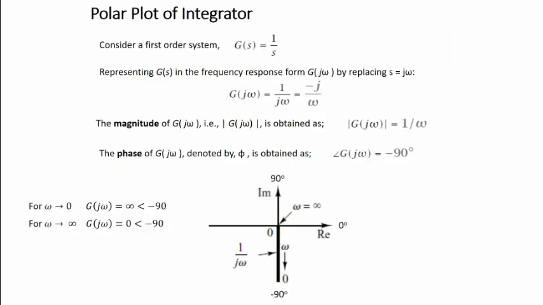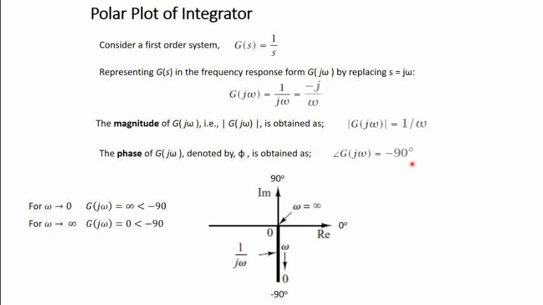Let us draw the polar plot of an integrator, that is G(s) equal to 1 upon s. First step is to find out the sinusoidal transfer function. So we'll write G(jω) is 1 upon jω, that is minus j by ω. The magnitude of this G(jω) is 1 upon ω, and the angle of G(jω) is minus tan inverse of infinity, because it is a denominator term, it will contribute a negative angle, so minus 90 degrees will be contributed.